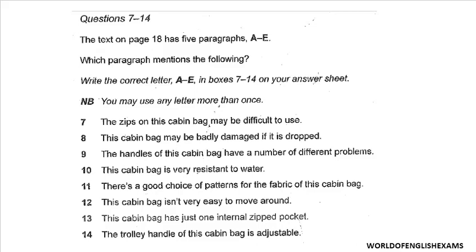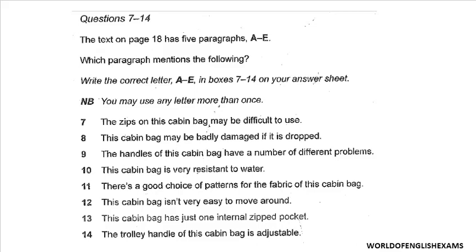And now comes an important instruction. Can you see that there is something called NB? This is a special type of instruction for these questions. This question type falls under the matching question type category, and NB means nota bene. It means that you may use any letter more than once. Guys, if you find this in the instructions, you need to confirm that at least one paragraph will contain two answers, the information related to two questions.